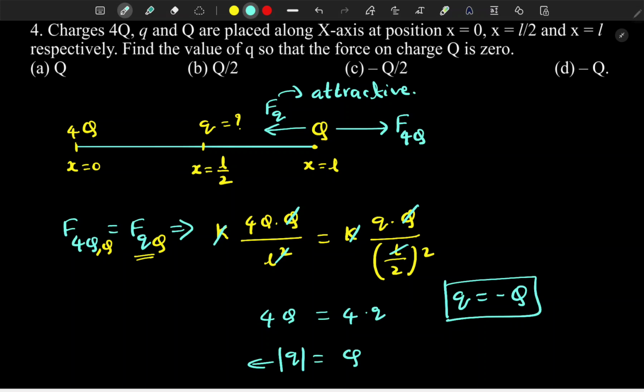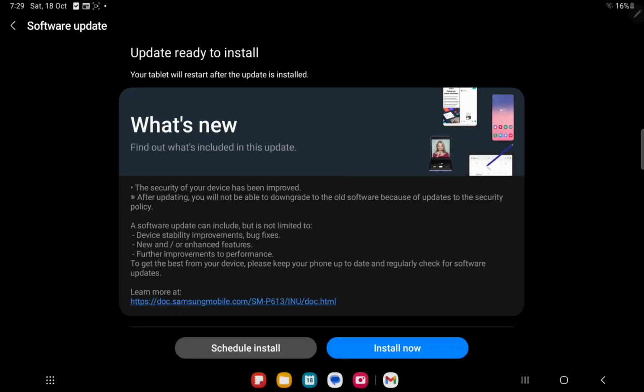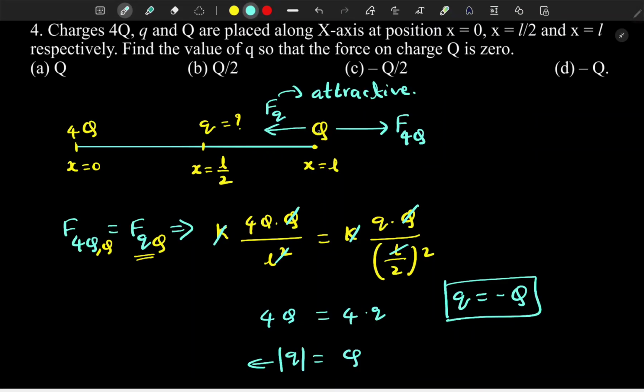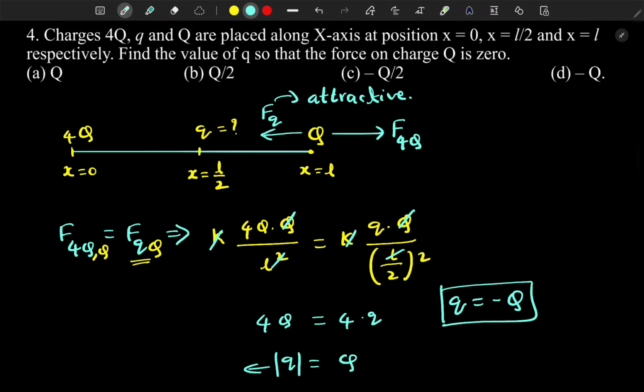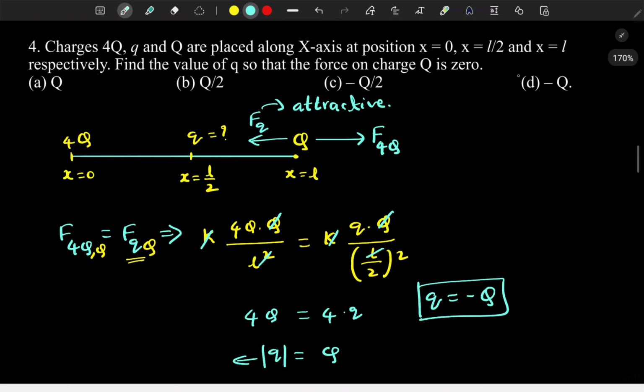So one should be positive, one should be negative. If I consider capital Q is positive, small q should be negative. That's why we consider it as minus q. So which option is correct? Option D is correct.